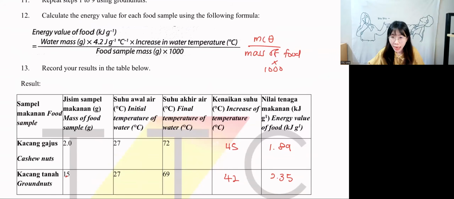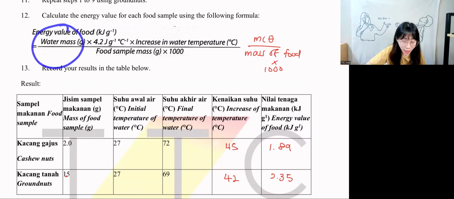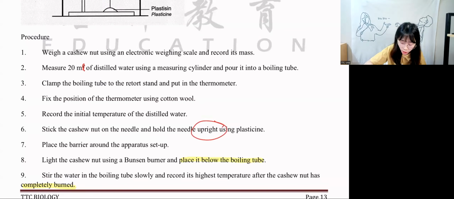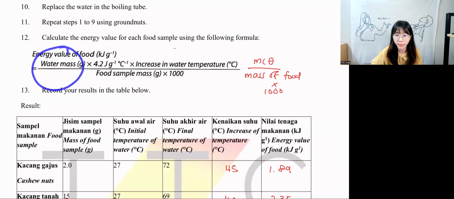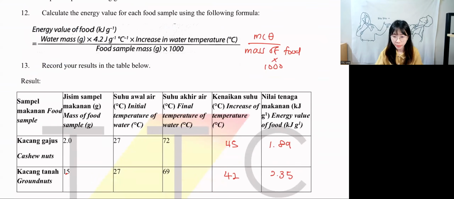What is the M? M is the mass of water. Mass of water is 20. How do we get 20? 20 is here, 20 ml. 20 ml equals 20 gram. Okay, so it's 20, the volume of water. This is M, yeah?